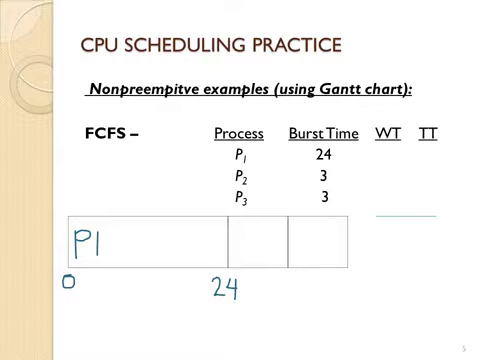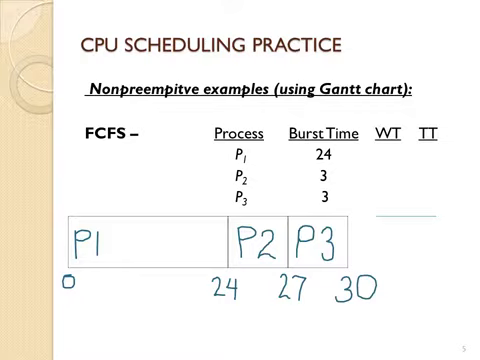And then at time 24, P2 will go and be there for 3 time units until time 27, followed by P3 for 3 time units, and it will finish at time 30. So now we have 100% CPU utilization, and all of the processes only waited one time, so their wait time and response time will be the same, but that will not always be the case.